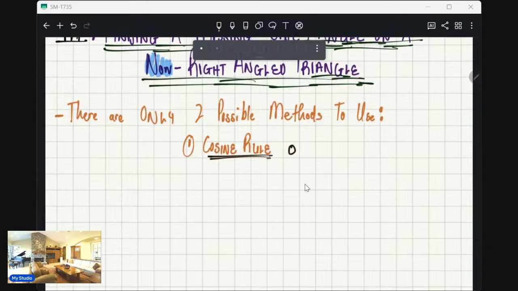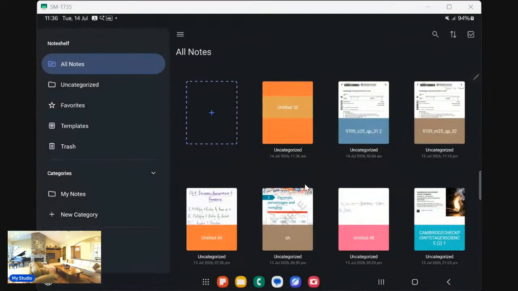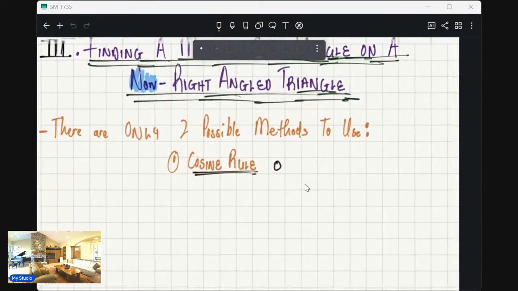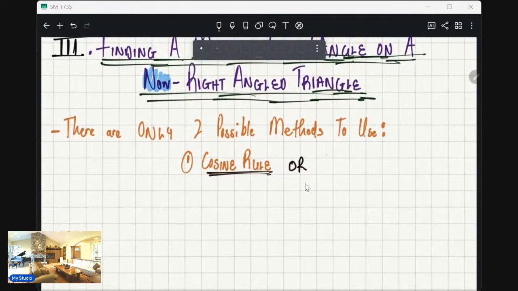We are going to solve questions. So let me fix something. The two possible methods would be cosine rule or sine rule. Cosine rule or sine rule.